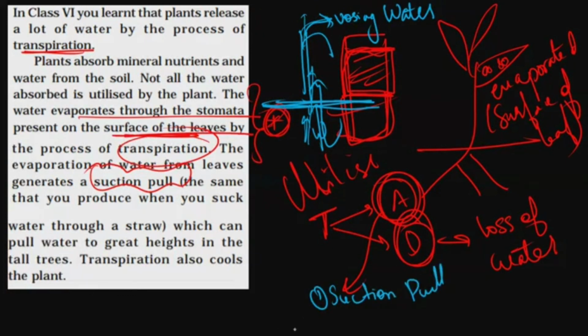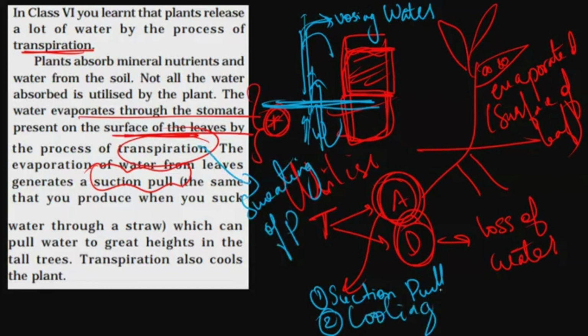Second, as I told you, when we sweat, why do we sweat? It causes cooling. So you can imagine transpiration as sweating of the plant. It causes cooling for the plant. Yes, it also cools the plant. It generates a suction pull, just like when you suck water through a straw. Yeah, this is a good example.